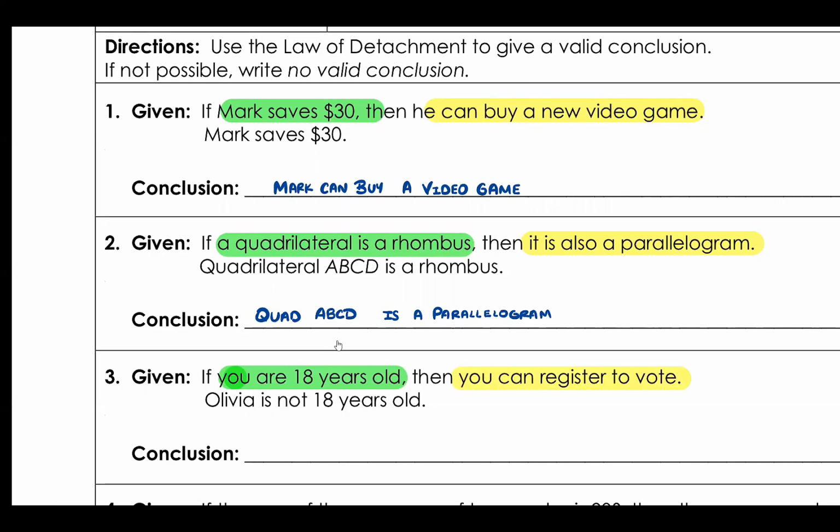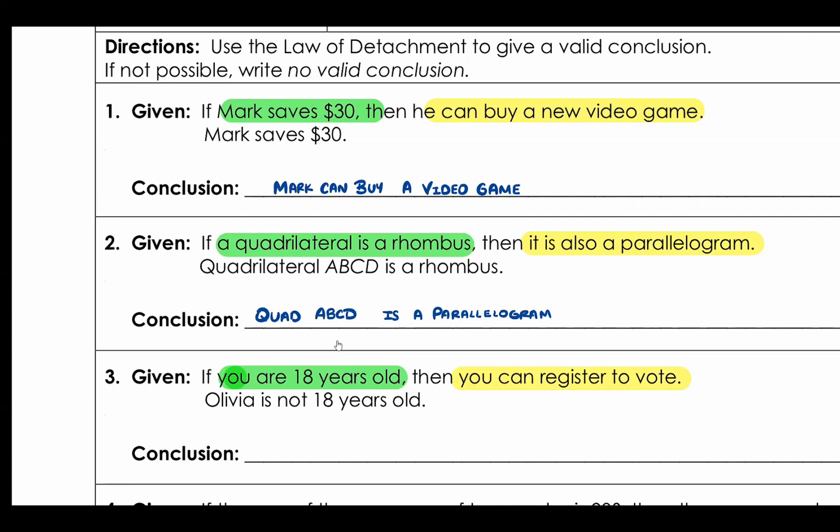Olivia is not 18 years old. Can we draw a conclusion from that? All we can say is, does this statement match this conditional statement? If you are 18 years old, you can register to vote. Olivia is not 18. She could. So can we make a valid conclusion from this statement?